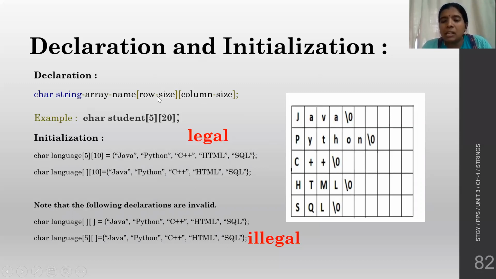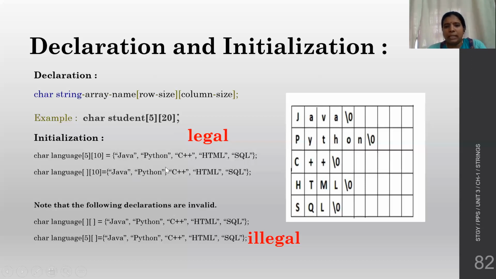Here row size means the number of strings that you want to store. If I want to store 10 names, then I put 10. If I want to store 5 names, then I put 5. If I want to store 7 names, then I put 7. Column size means the maximum size of a string that you can accept. Suppose the maximum size of a string that I can accept is 10, then I put the column size as 10. That means each string cannot have more than 10 characters. Here char student[5][20] means I'm storing 5 strings of 20 length each.